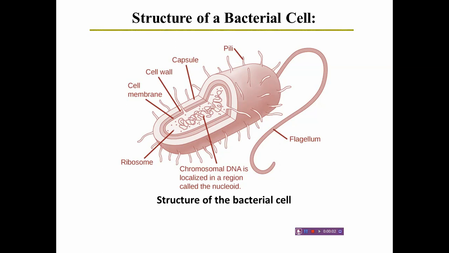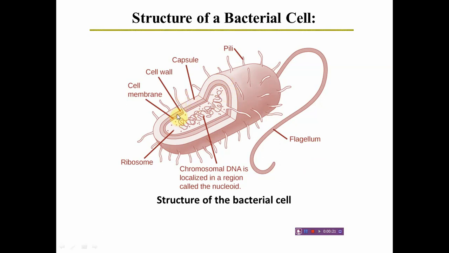So here we can see the structure of a typical prokaryotic cell or a bacterial cell. We have the cell wall. Because of the cell wall, the cells have integrity. The cells have a definite shape and size.